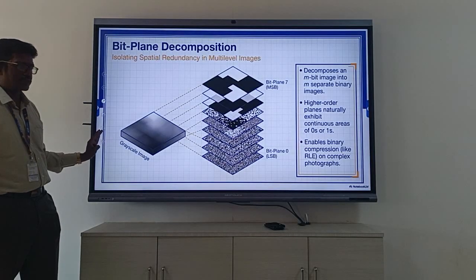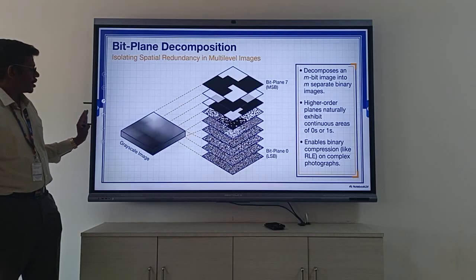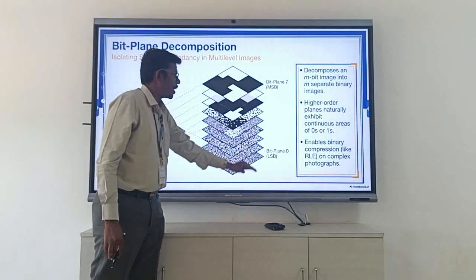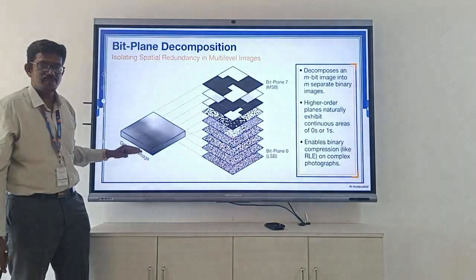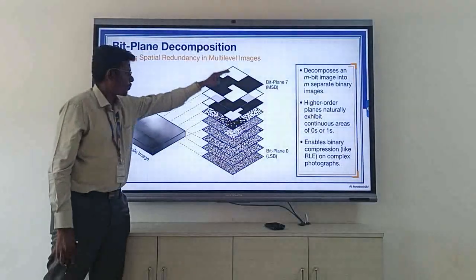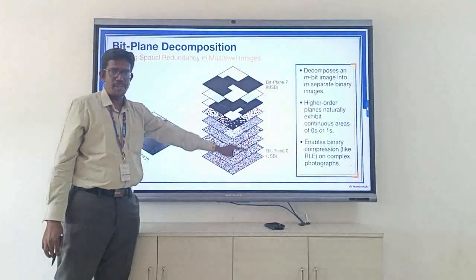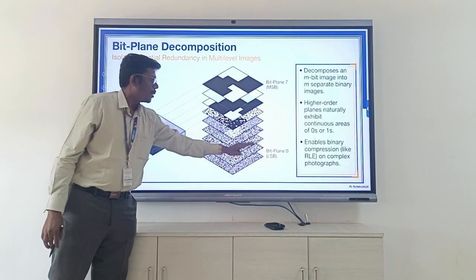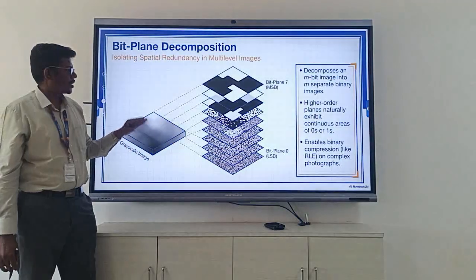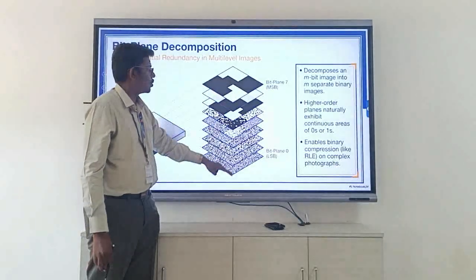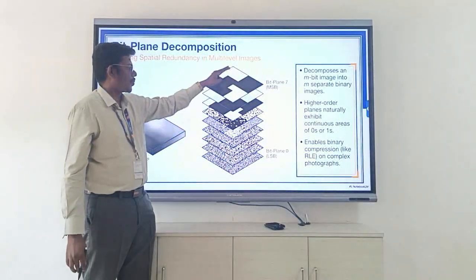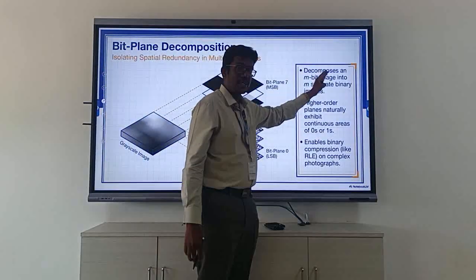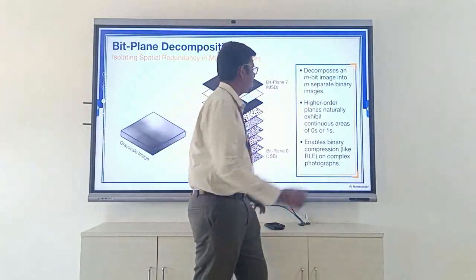After that, bit plane coding. So this is the bit plane coding representation. A gray level image is separated with respect to its 8-bit representation. If the image has an 8-bit representation, it will be separated from MSB to LSB. The MSB is represented as bit 7 and the LSB as bit 0. So the bit plane is separated into 8 different planes. It decomposes an m-bit image into m separate binary images.